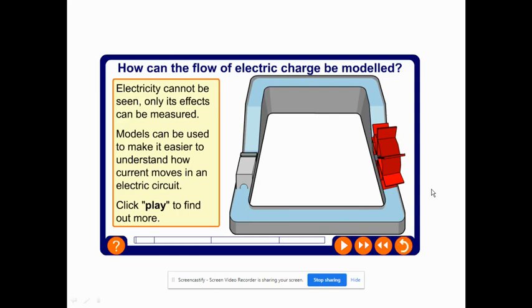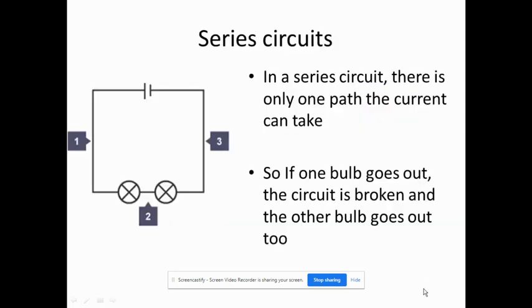So, series circuit. In a series circuit, there's only one path the current can take. Current always wants to go back to the battery. You can see here, the current starts here, it moves around, it goes through both components because there's only one route for the current to take, and it makes its way back to the battery. If, for example, this bulb breaks, then there's a break in the circuit, the electricity can't go back to where it started, so it won't flow at all. So the other bulb will go out. This first bulb goes out, which breaks the circuit, which means the second bulb also goes out.